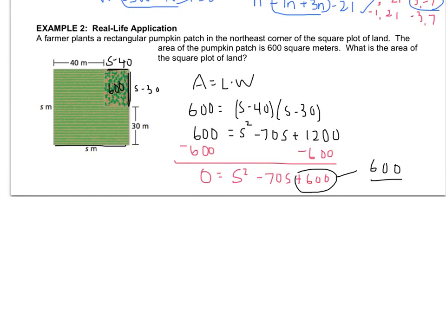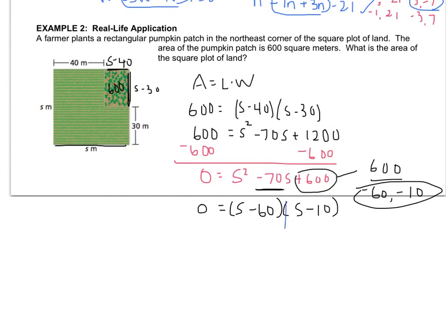So you write down as many pairs as you need, and as soon as you find the one that adds to -70, stop writing down pairs. You do not need to write all of them. So pause the video, write down all your pairs. Hopefully that's the pair you got, -60, -10. So let's double bubble it. -60, -10. Bring down the equals 0. Drop the line to use the zero product property.